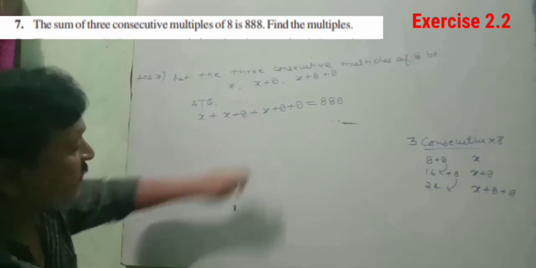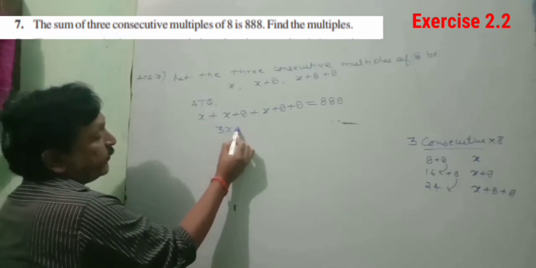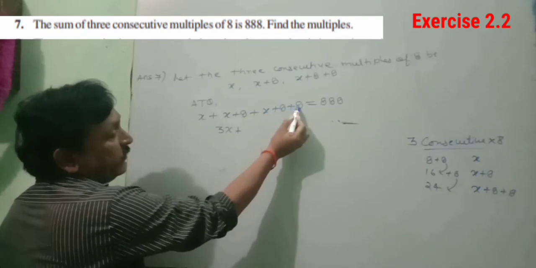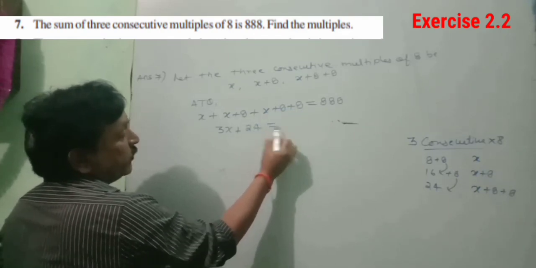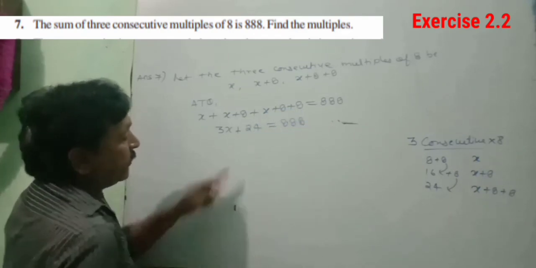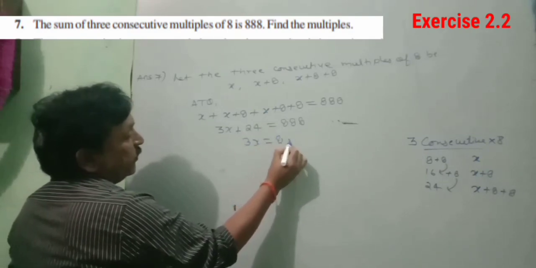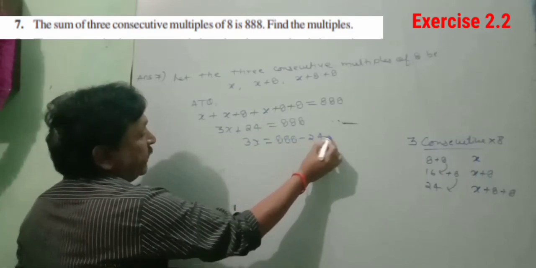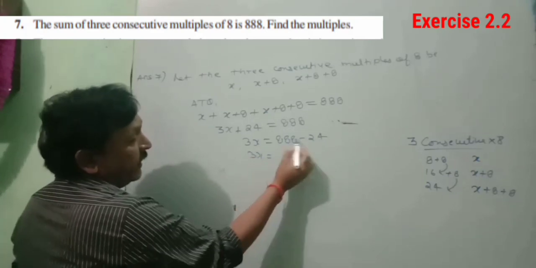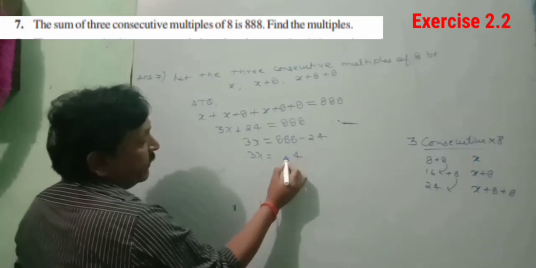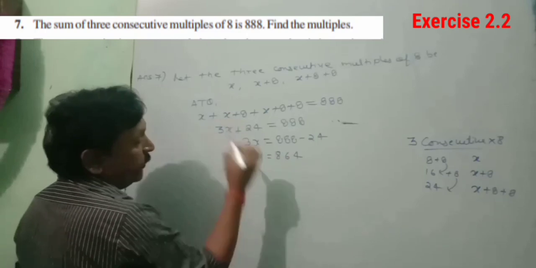x plus x plus x, it is 3x. 8 plus 8, 16, 16 plus 8, 24. 8, 8, 8. Now transfer this thing to the right hand side. 3x will be equal to 8, 8, 8 minus 24. So just subtract it. 8 minus 4, 4, 8 minus 2, 6, and this 8 will get copied.